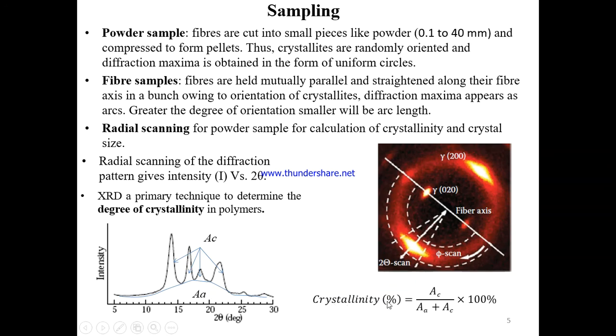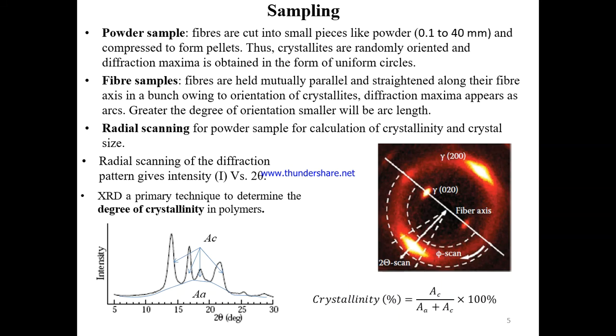Percentage crystallinity can then be obtained by a simple calculation: AC divided by AA plus AC, where AC is the area due to the crystalline phase and AA is the area due to the amorphous phase. Nowadays all these calculations are inbuilt in the instrument software, and you can get the crystallinity values directly from the instrument. So this is the principle of measurement of degree of crystallinity in percentage by the X-ray diffraction method with the powder sample.